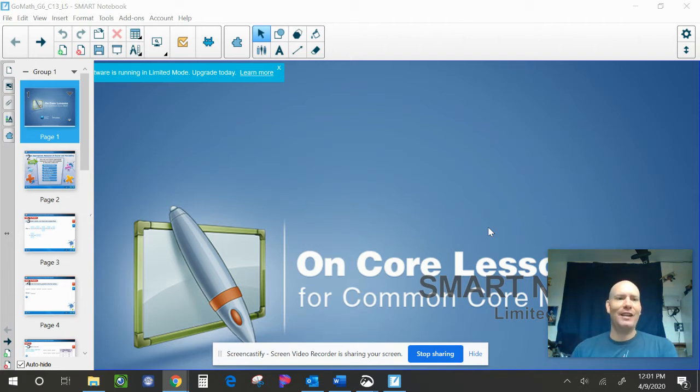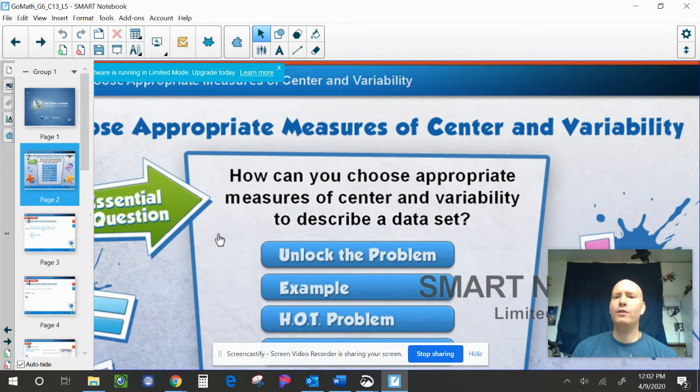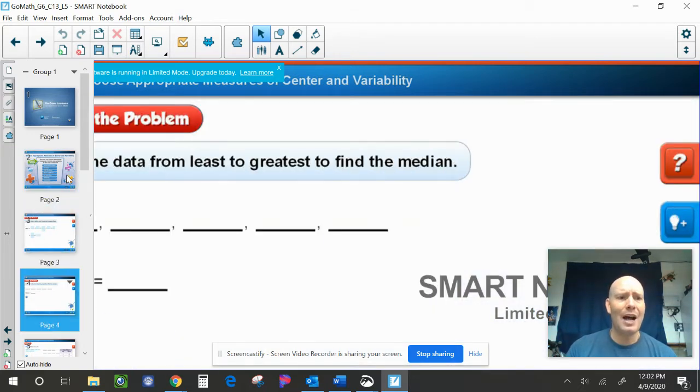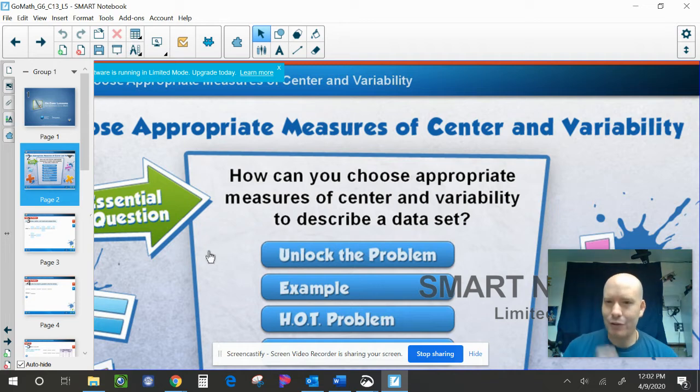Hopefully to make this lesson a little easier. All right, what are we doing today? Today, we're choosing the appropriate measures of center and variability to describe a data set. Big mouthful. All that means is we're choosing what is closest to the center of a data set, be it the mean or the median. We are deciding what is closer to the center.